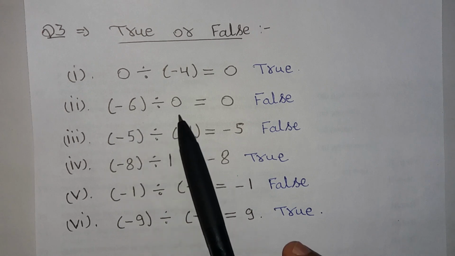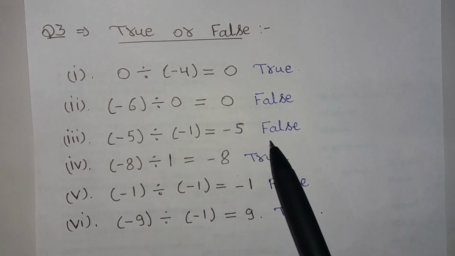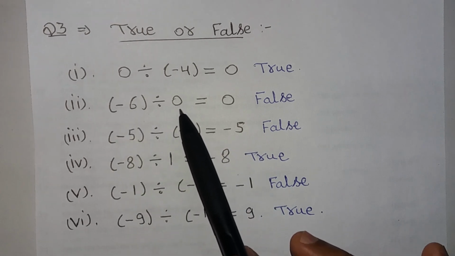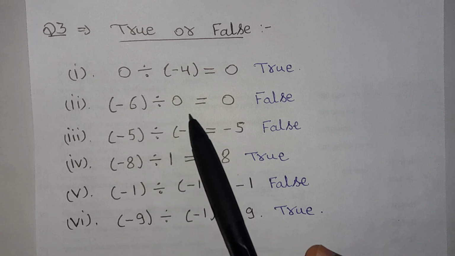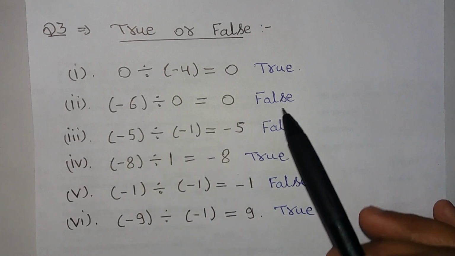Here, minus 6 divided by 0 equals 0. It is false. As we know, any number cannot be divided by 0. When we divide any number by 0, it will be an indefinite form. So it will be false.